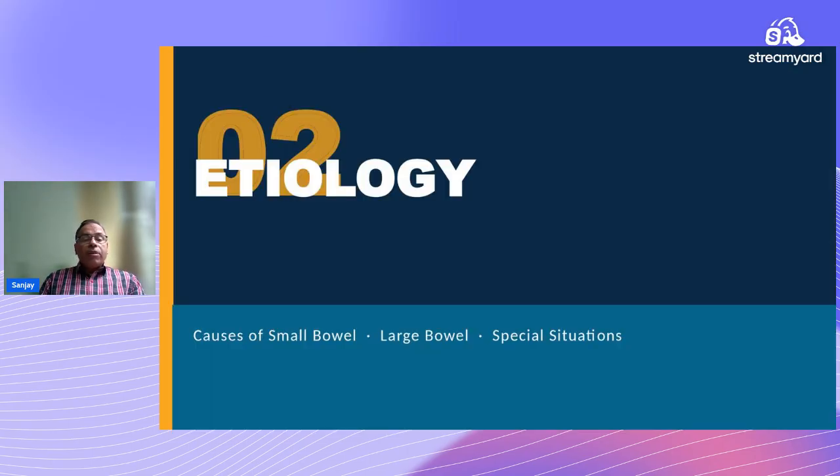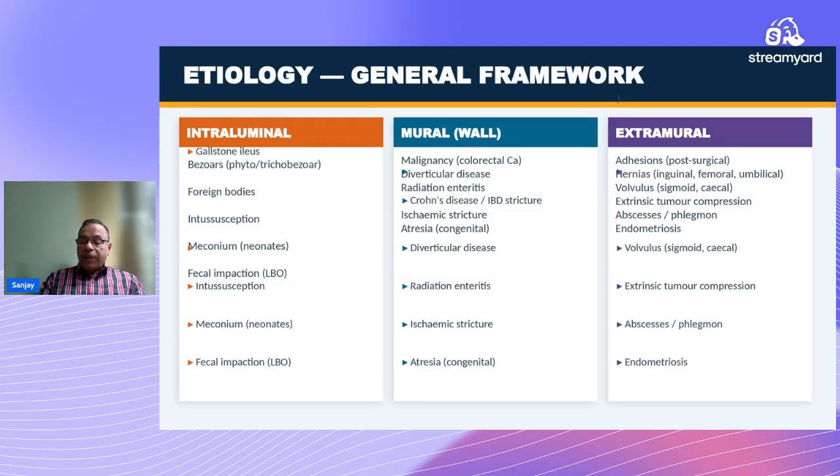Now we'll come one by one into the etiology of small bowel obstruction, that means what causes it, then the etiology of large bowel obstruction, and then also cover some special situations. The first and foremost is etiology. If you divide into intraluminal, that means the causes are within the lumen, then mural or within the wall, and extramural, that means outside the wall.